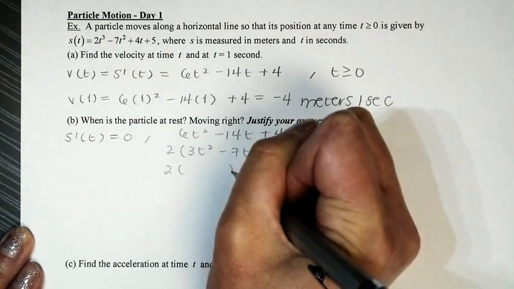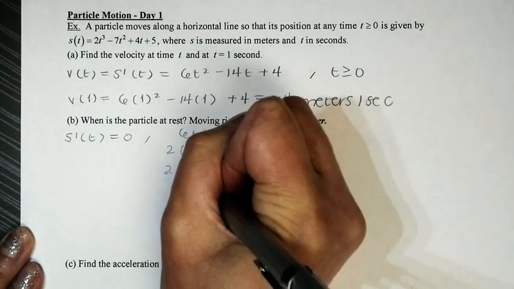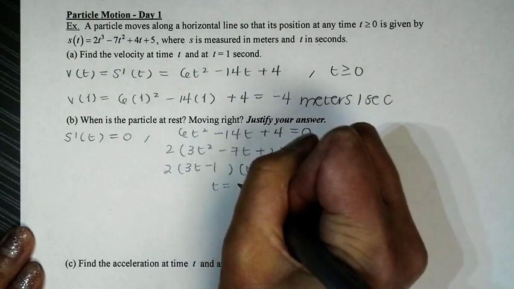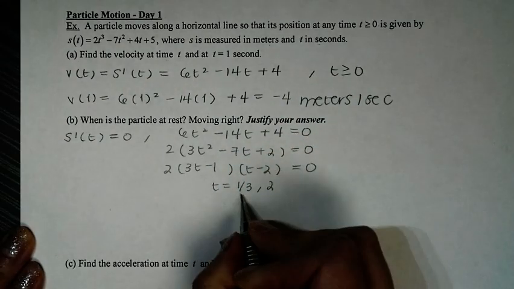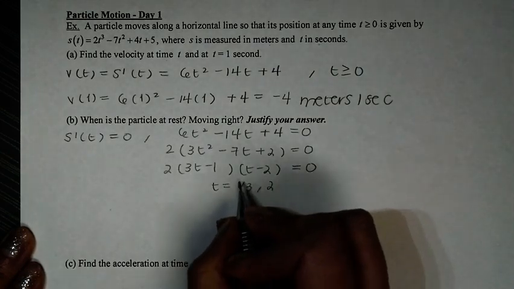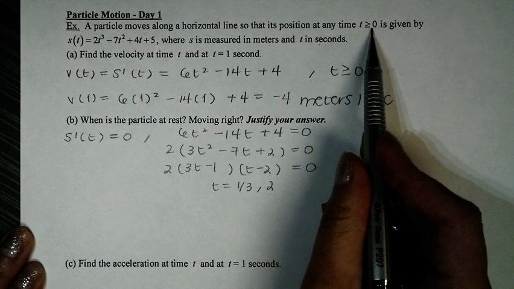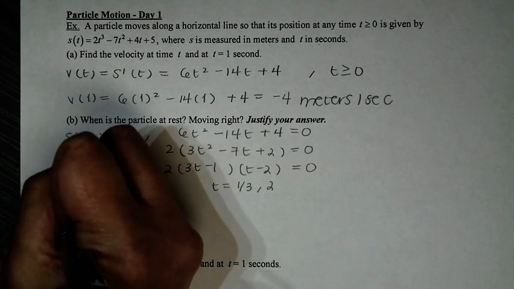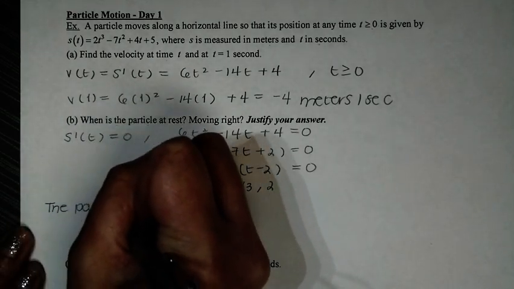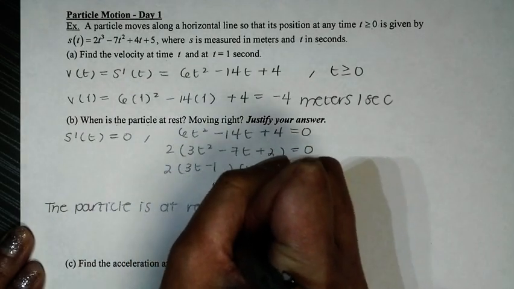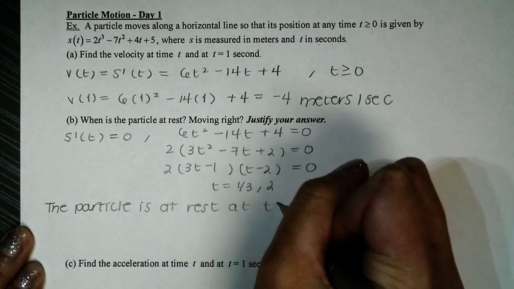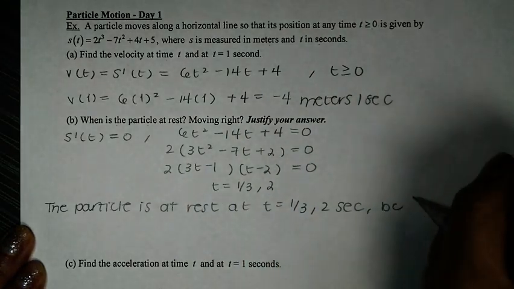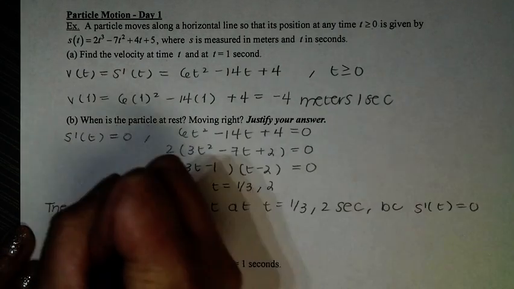Then you can recognize that we can factor this as (3t minus 1)(t minus 2), so t is equal to 1/3 and 2. As you can see, both of the t's are positive, therefore they are in the domain of interest. The domain of interest is from 0 to infinity. Therefore, we can conclude when the particle is at rest. The particle is at rest at t equals 1/3 and 2 seconds. And since we need to justify, why do you know this? Because the velocity, s prime of t, is equal to 0 there.